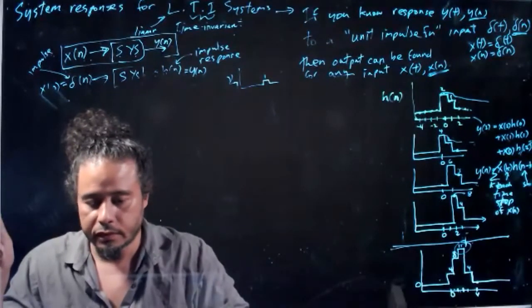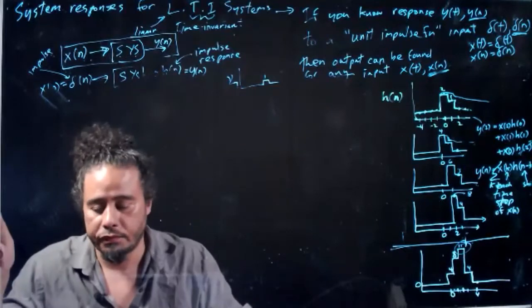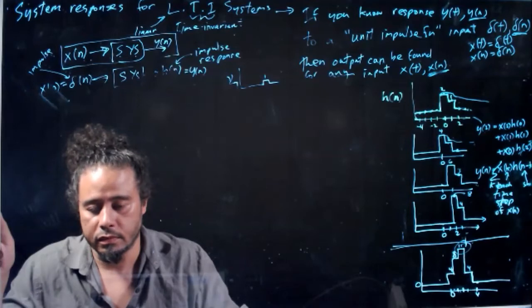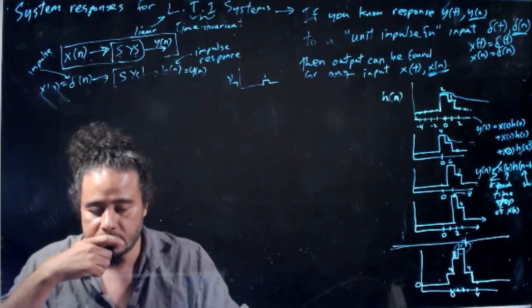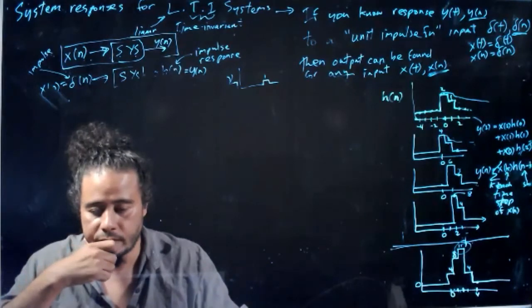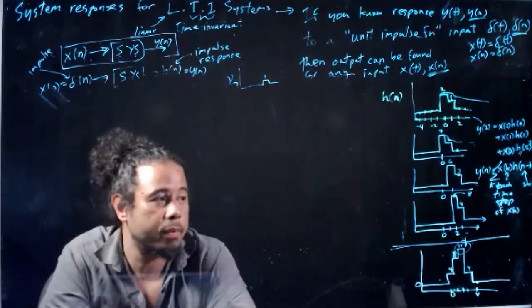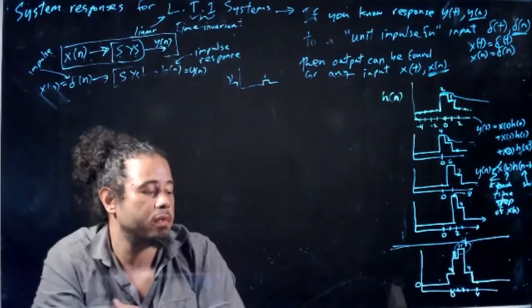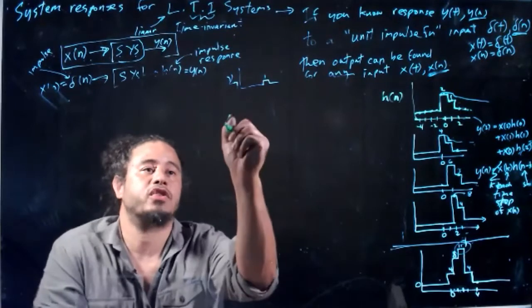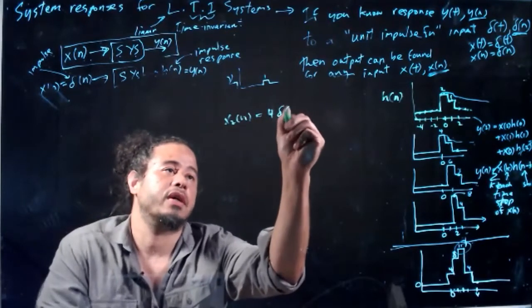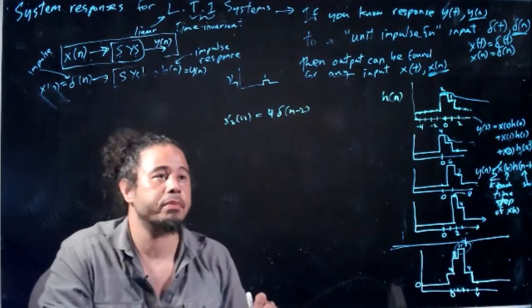I'm sorry, can I ask one last question? Is the only reason you can multiply because of the unit impulse function, because it's equal to 1, like because x of 2 is 4 times the unit function? Yes, the point is that, for example, we found that x2 of n was equal to 4 times delta of n minus 2 in this particular problem.